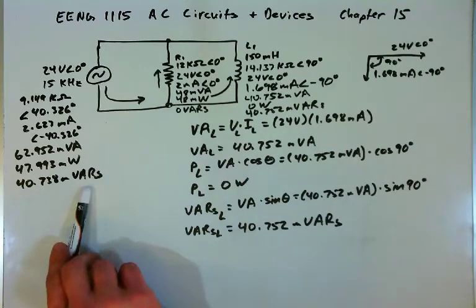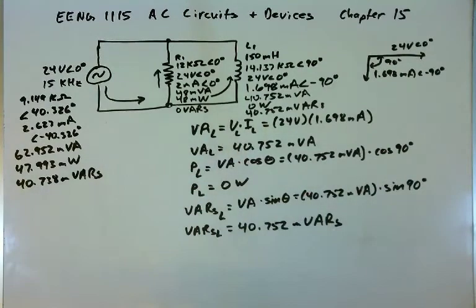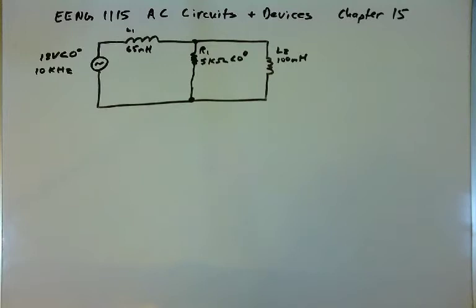about the same as we got for the total of the circuit. So all of the volt-amps reactive comes from the inductor. Now we have a series parallel combination circuit. We have 18 volts at 0 degrees running at 10 kilohertz. And we have an inductor, 65 millihenries, that is in series with a parallel combination of R1 and L2, where R1 is 5 kilo ohms at 0 degrees and L2 is 100 millihenries.